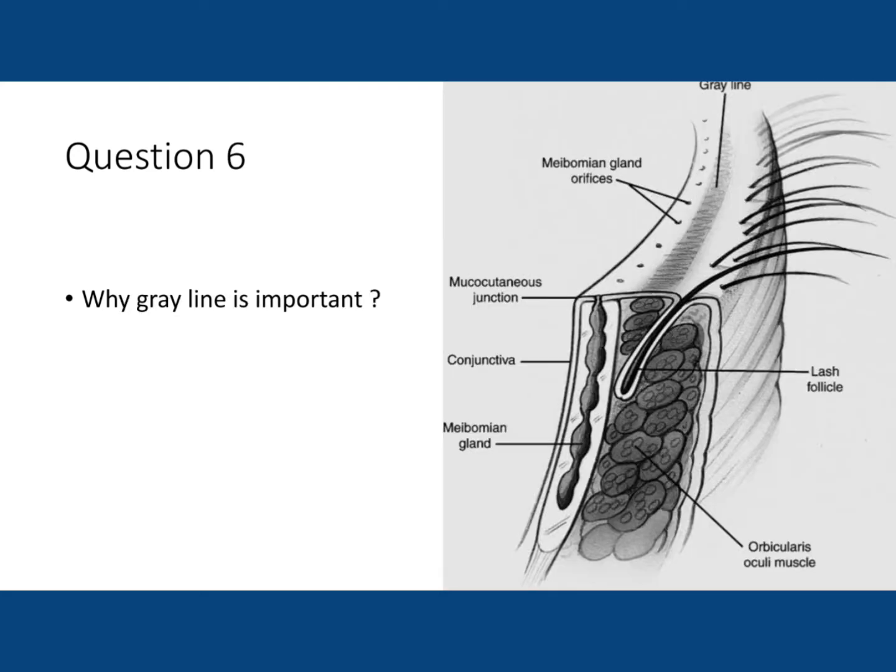So why is the gray line so important? The gray line is present in the intermarginal strip. It is very important because it is the landmark for lid surgery in which the lid is split. It indicates the position of loose fibrous tissue between the orbicularis oculi muscle and subcutaneous tissue. That's why this gray line is very important.